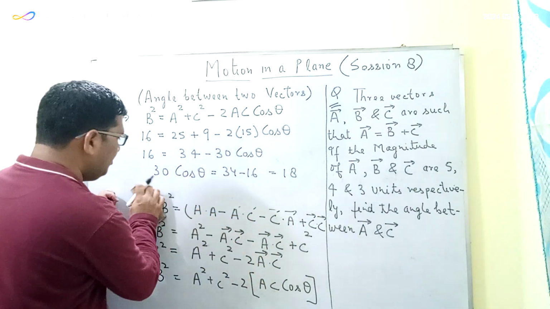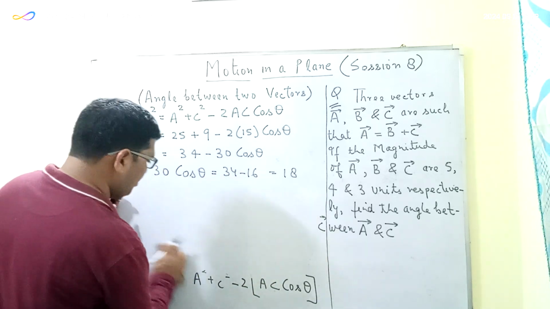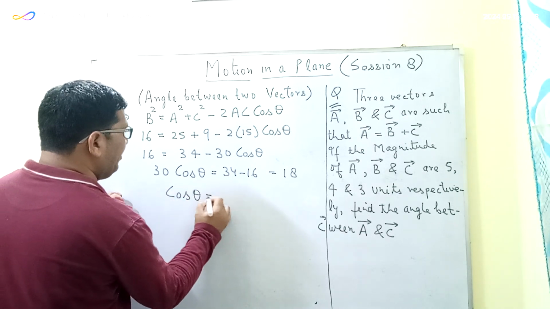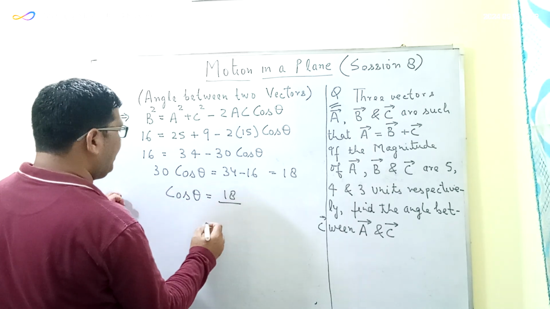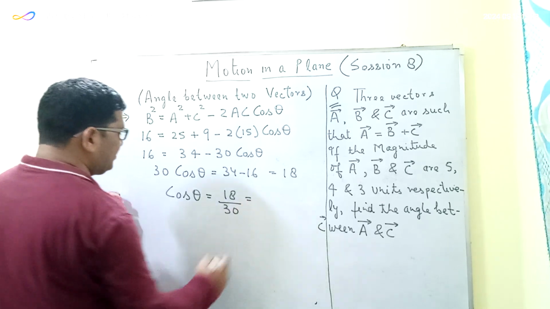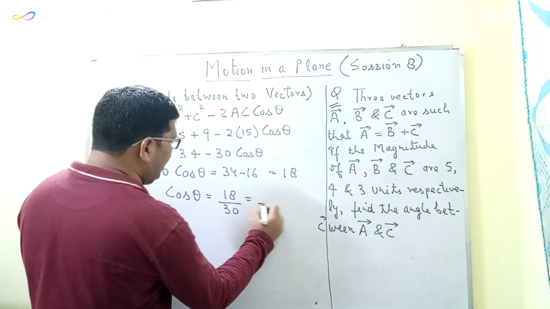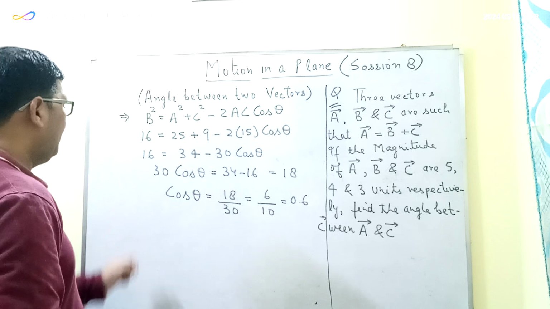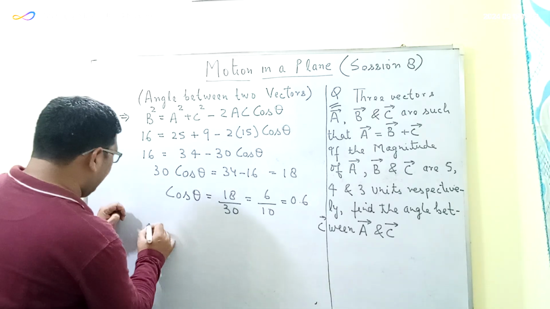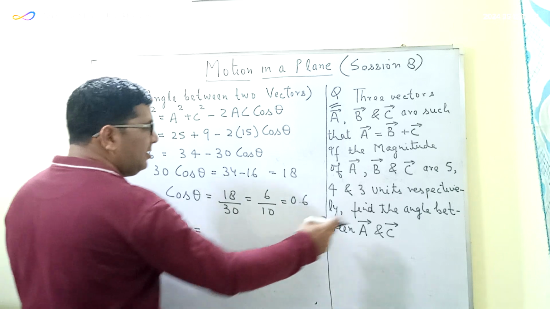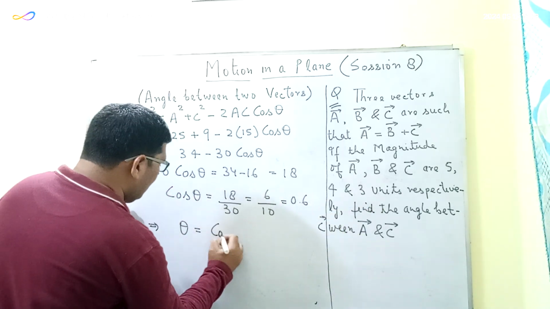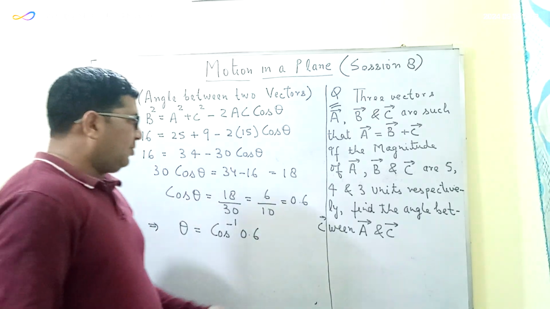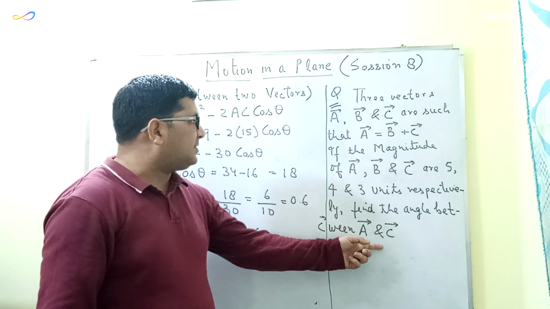From here, cos theta will be equal to 18 divided by 30, which, if I divide by 3, is equal to 6 upon 10, or 0.6. Or theta, the angle between the vectors A and C, will be equal to cos inverse 0.6.